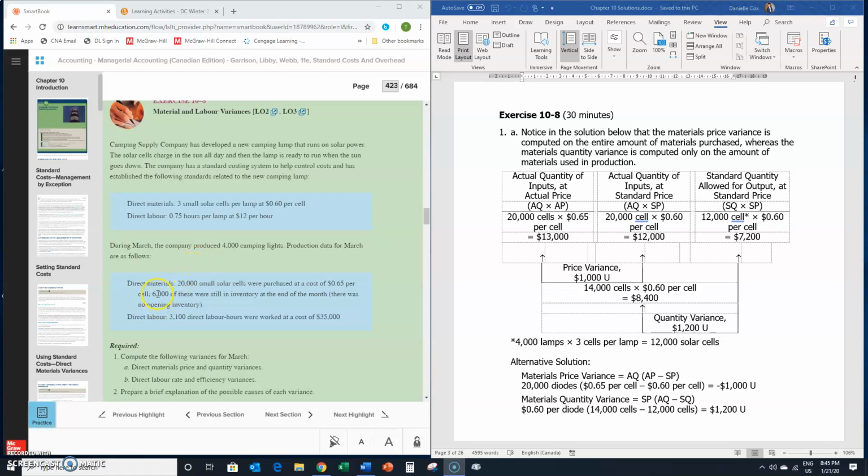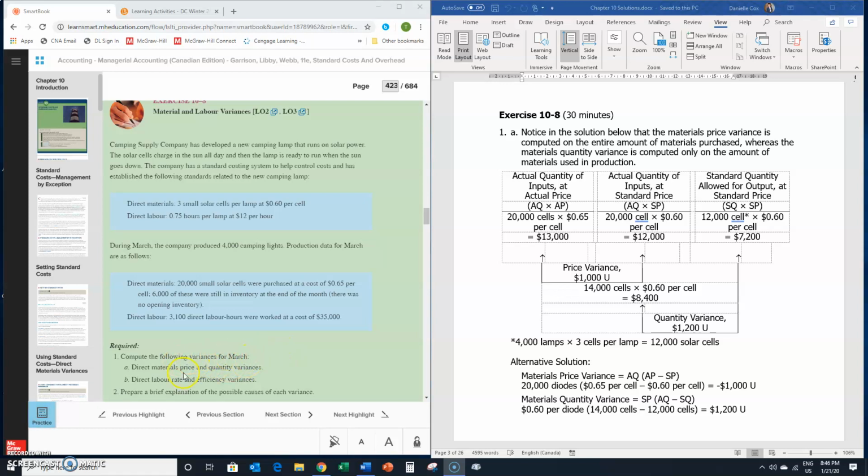Then we're given production data. So direct materials, 20,000 small solar cells were purchased at a cost of 65 cents per cell. 6,000 of these were still in inventory at the end of the month. There was no opening inventory. So this is something we haven't seen yet. Direct labor, 3,100 direct labor hours were worked at a cost of 35,000.